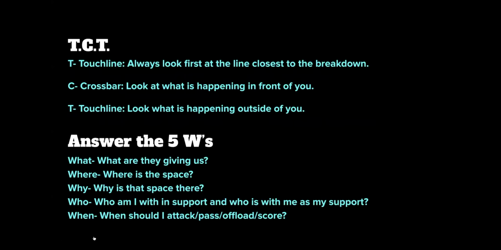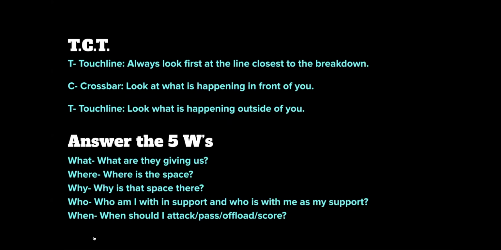C is crossbar. Crossbar is where the center of the field is, or the center of the field is where the crossbar is at. So we always look, see what's happening in front of us. So we get our eyes up in front. What's in front of us? Do we have space? Are we marked? Are we overloaded? What can we do?